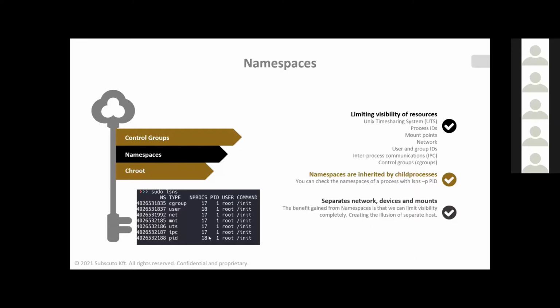Namespaces are inherited the same way as control groups. You can list them out for a given process with lsns. You need to be root to do that. The benefit is that they're not going to interfere with each other, right? So if you want to do something with networking, you can do that separately from the rest of them, which is quite great.